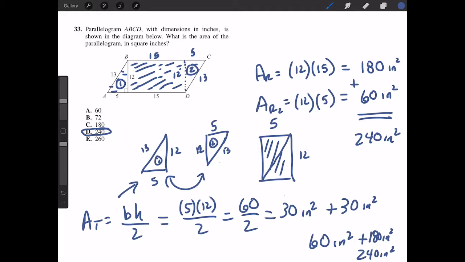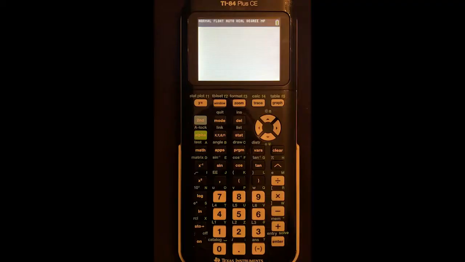So there were 3 ways of solving this. You either know the area of a parallelogram. If you don't remember it, don't panic. You could still figure it out. Problem 33, to find the area of the parallelogram.